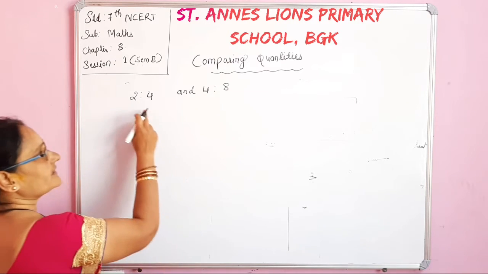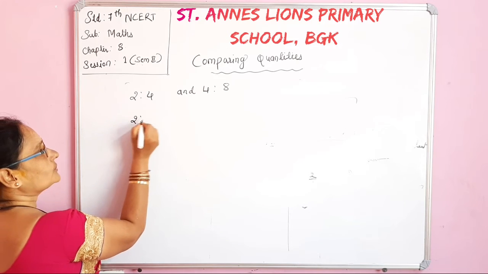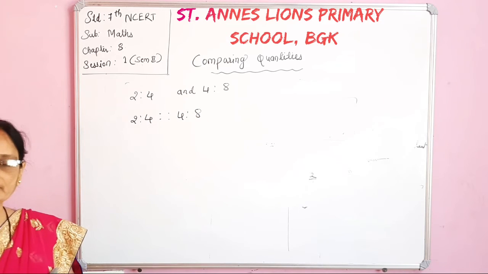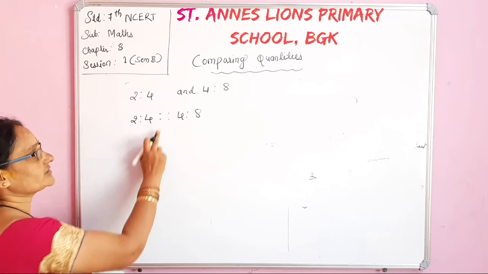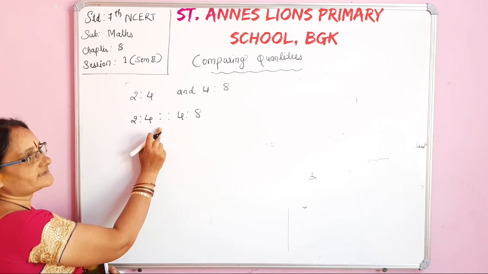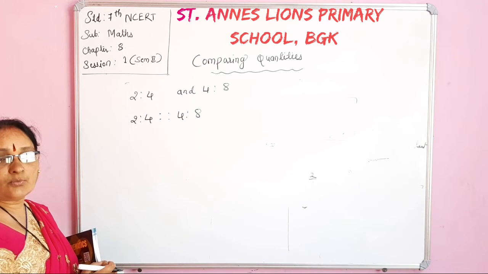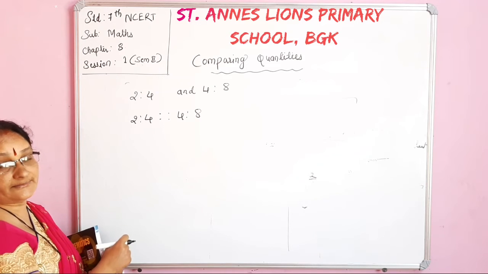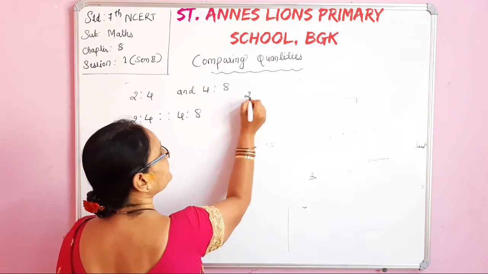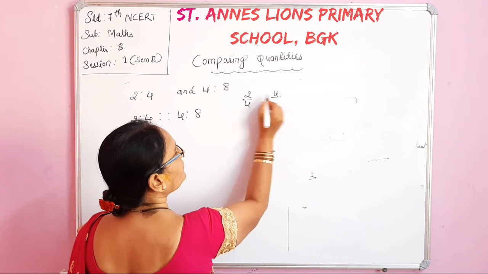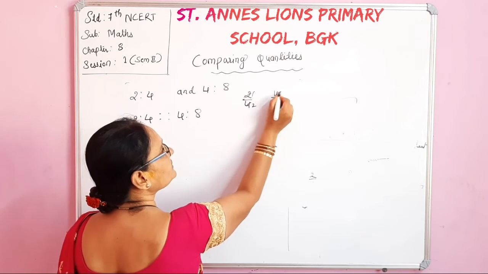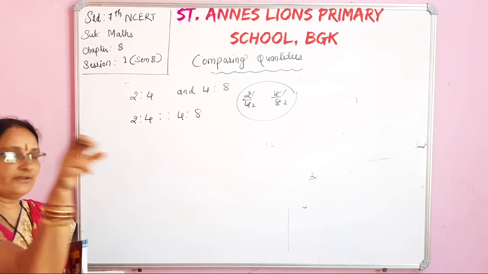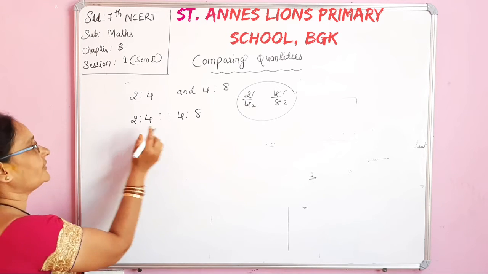When two equivalent ratios are written like this, 2:4 as 4:8, this is called proportion notation. Then what kind of ratios can be written in a proportion? Two equal ratios can be written. How to know? 2:4 is nothing but 2 by 4, and 4:8 is nothing but 4 by 8. Both equal 1 by 2. These two are equivalent, so two equivalent ratios can be written in the form of proportion.